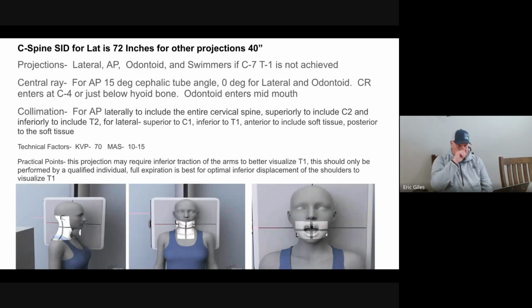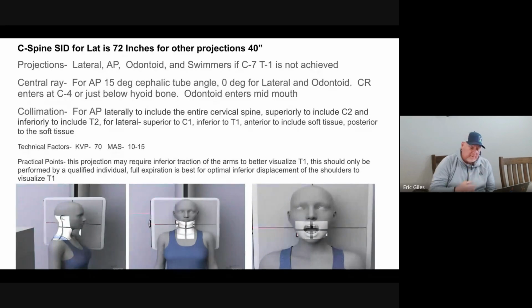And if we don't get the C7 T1 joint space, we need to do a swimmer's view. So you're always going to do a swimmer's view with the thoracic spine. With the C-spine, it's optional whether you're able to see C7 T1 on your lateral C-spine. Now, this is something that you do need to know.